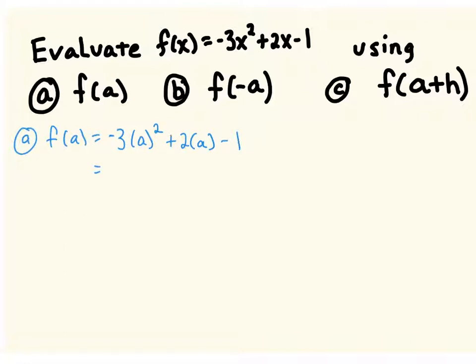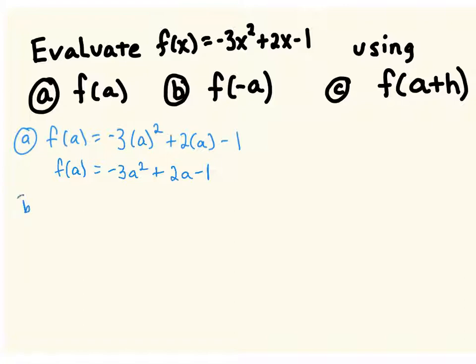Now, if we follow correctly order of operations, in this case, only the a is getting squared, not the negative 3. So what we will have then is negative 3a squared, then we have 2 times 1a, which would just be 2a minus 1. And that would be the result by evaluating the function f at a.